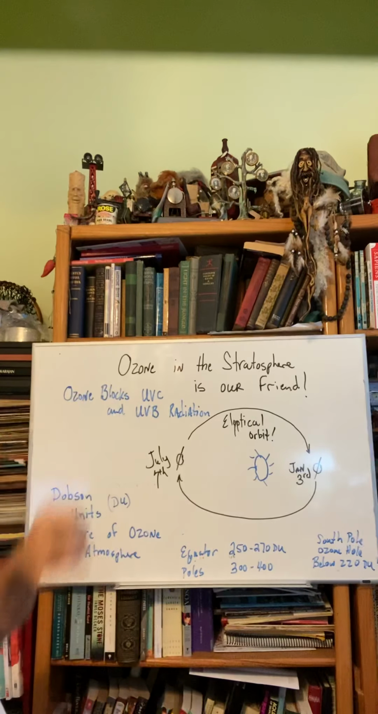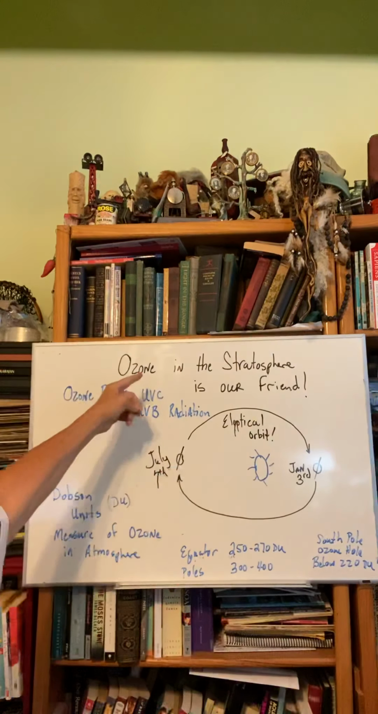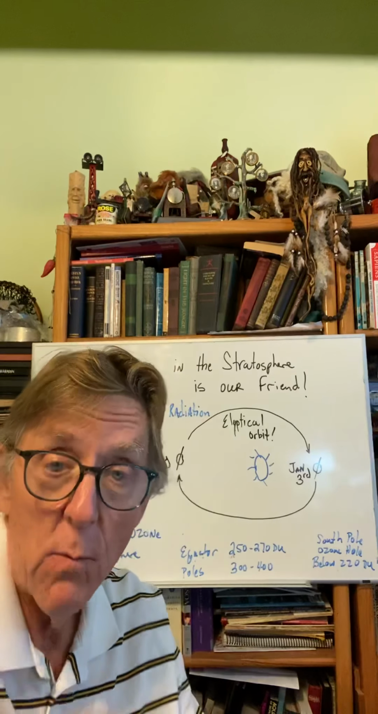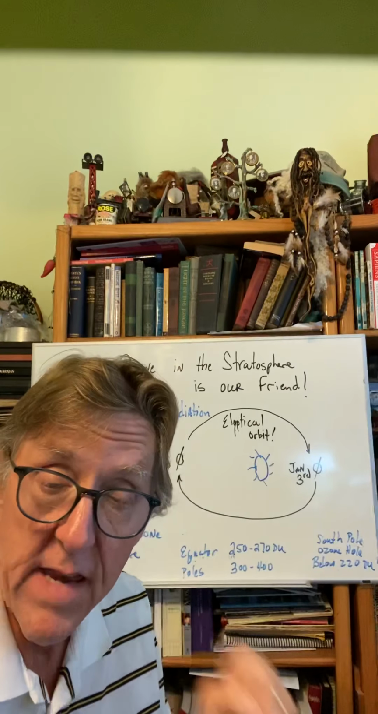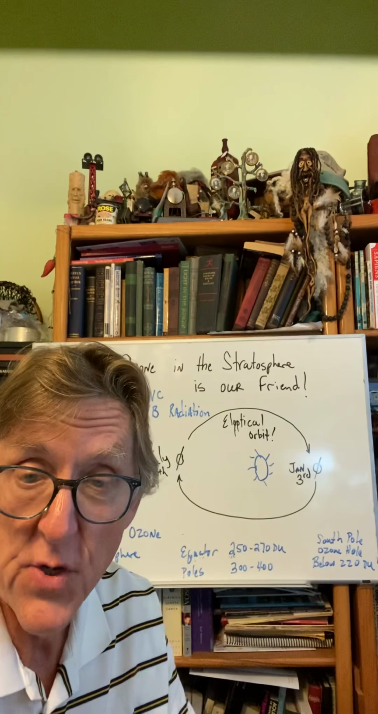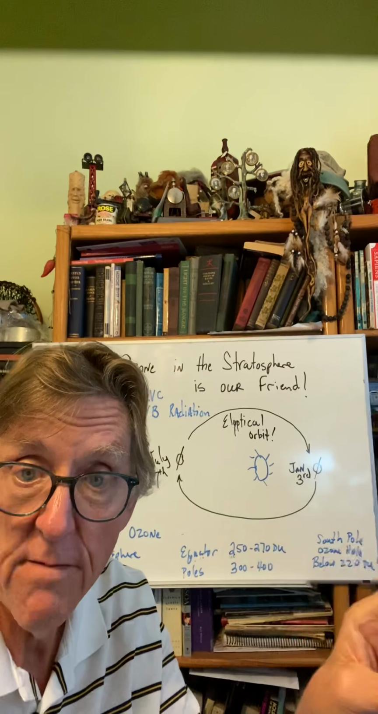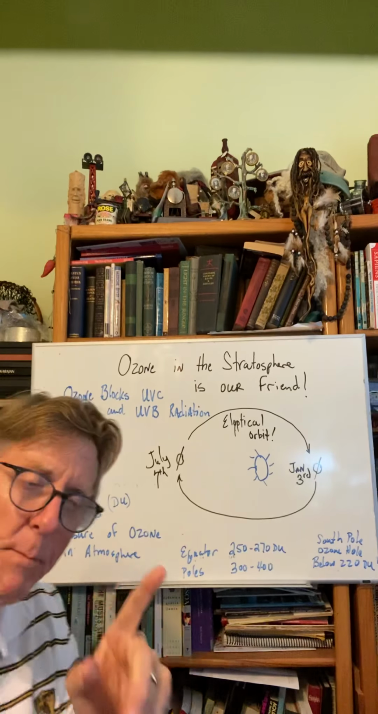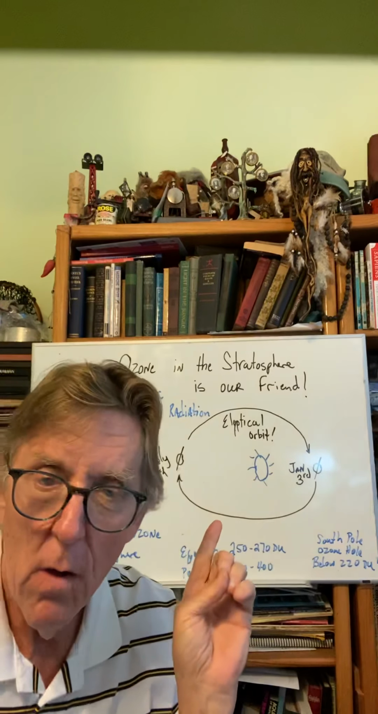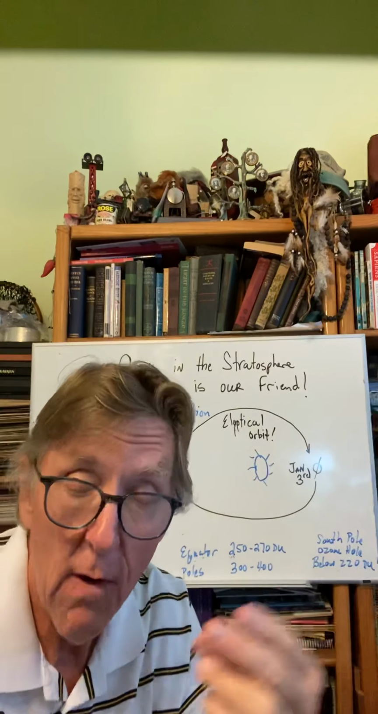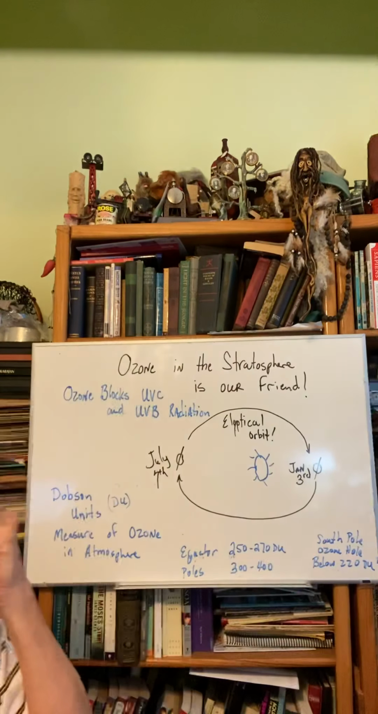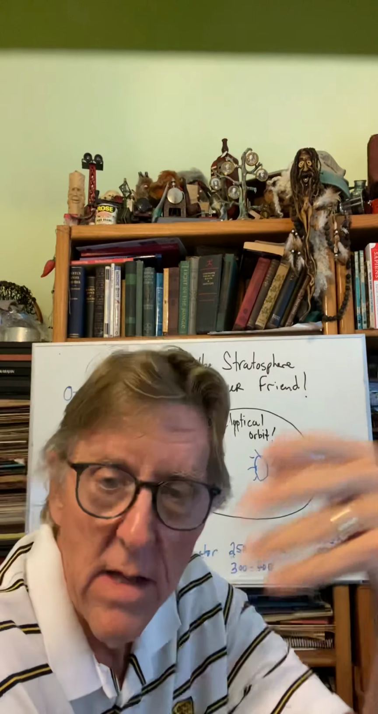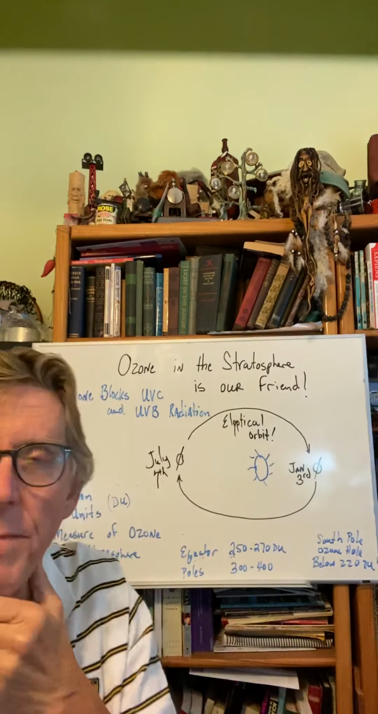Okay, so we said ozone in the stratosphere is our friend. We said why? Because it's blocking dangerous ultraviolet radiation, ultraviolet C and ultraviolet B. And so what happens is we had said that the ozone is produced by interactions with sunlight. And so it's being produced.